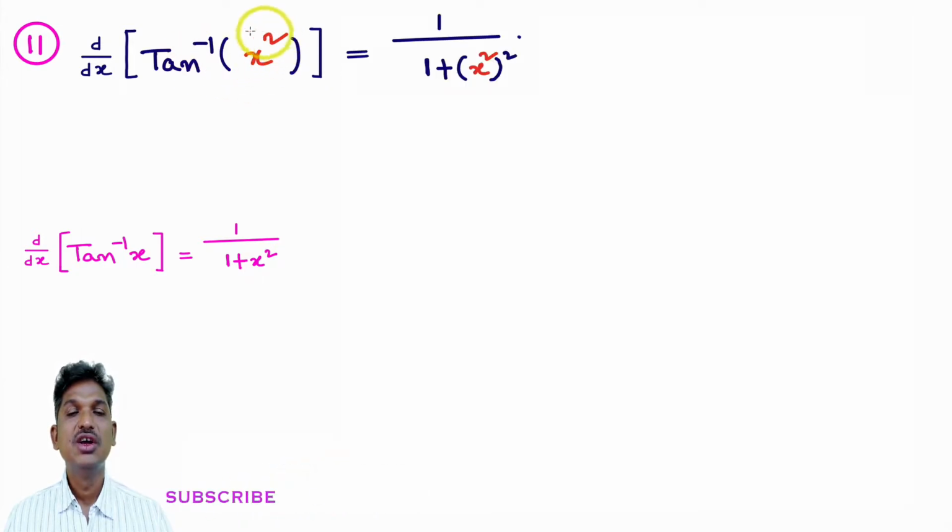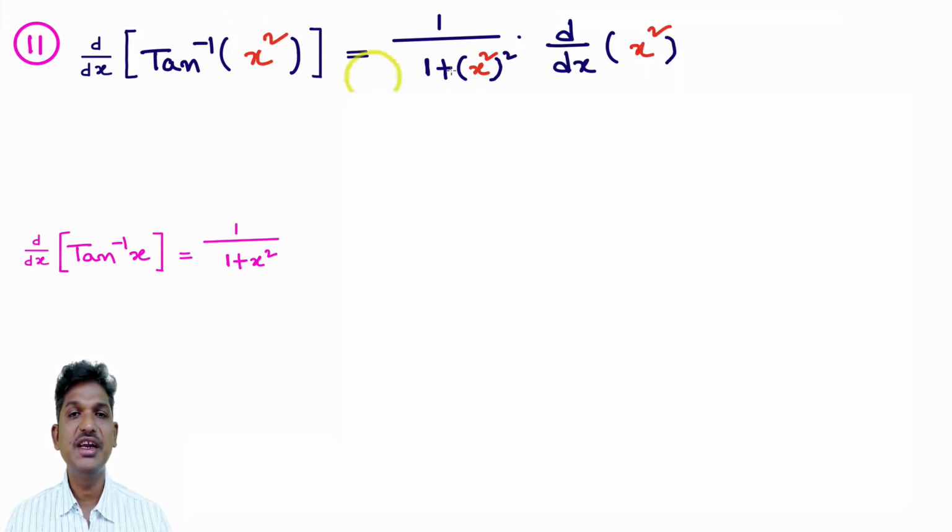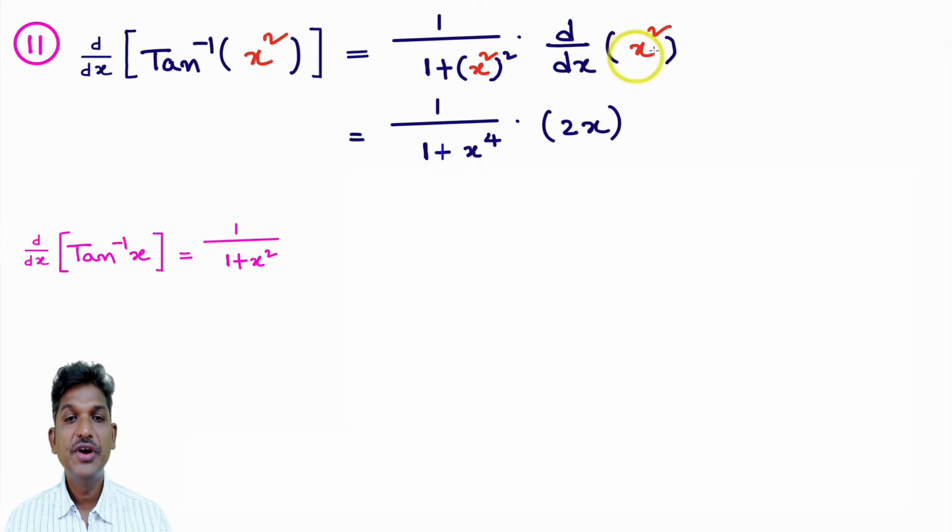So here the derivative of tan inverse of x square is what? 1 divided by 1 plus x square whole square. After that, into whichever one you imagined as x, you need to differentiate. That means d by dx of x square. If I simplify this further, 1 divided by 1 plus x square whole square is 1 plus x power 4, into the derivative of x square.